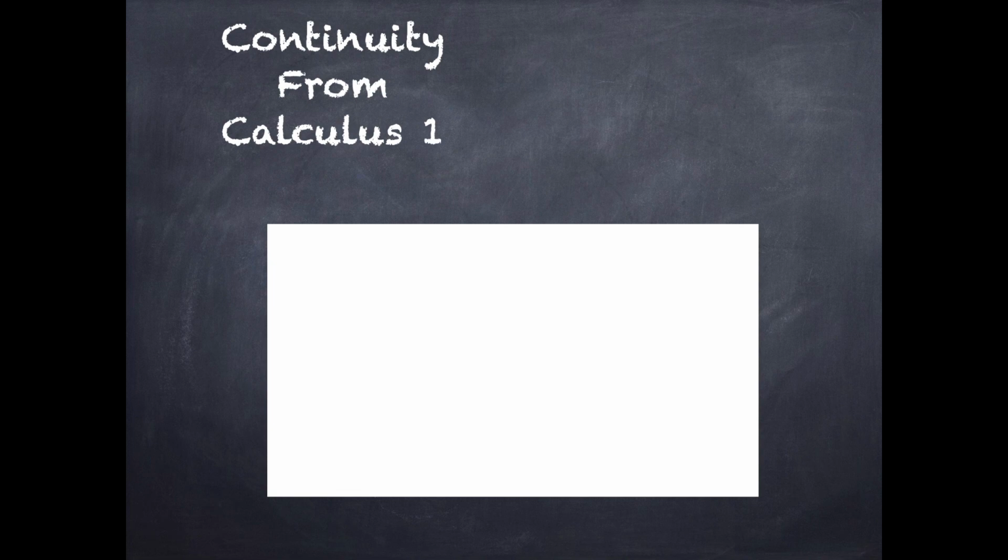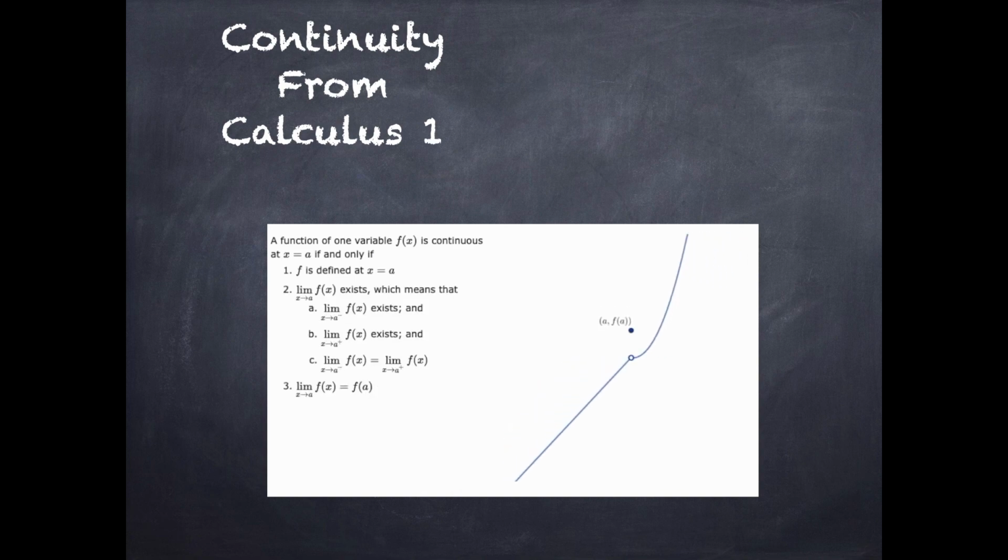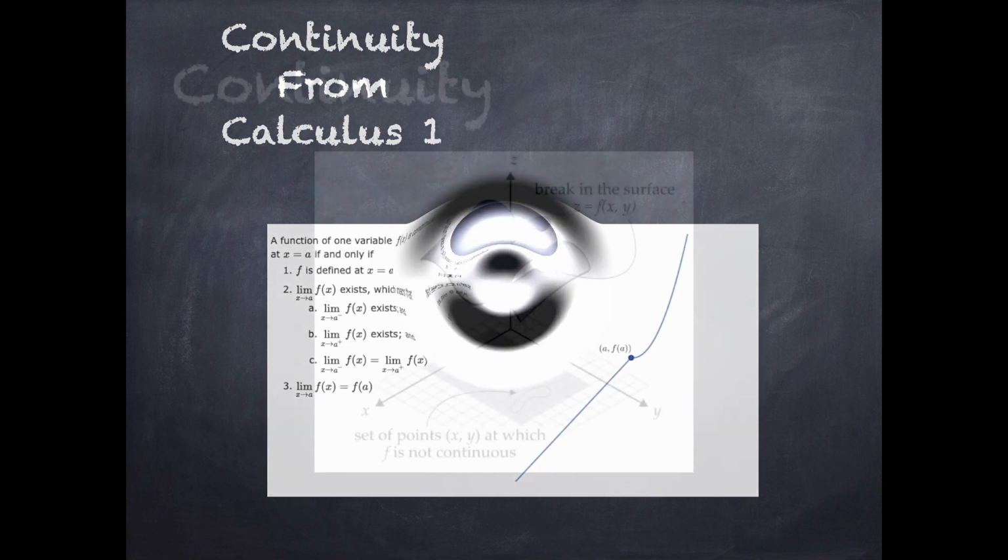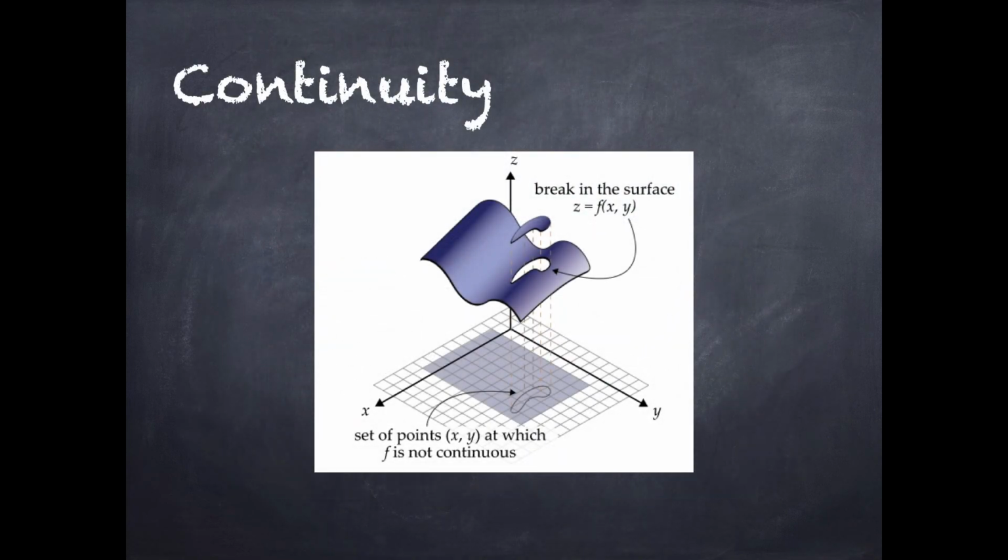Recall that in Calculus 1, there were three requirements in the definition. F of a must be defined, left and right limits must exist, and the limit must equal to f of a. In brief, we meant that the graph of a function did not have any breaks, holes, jumps, etc.